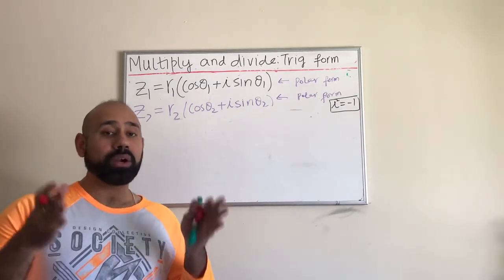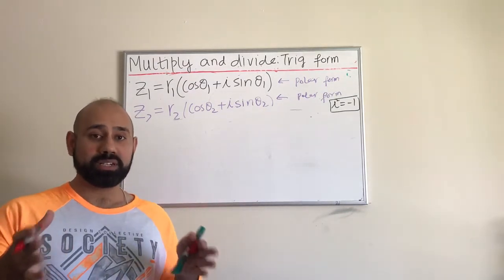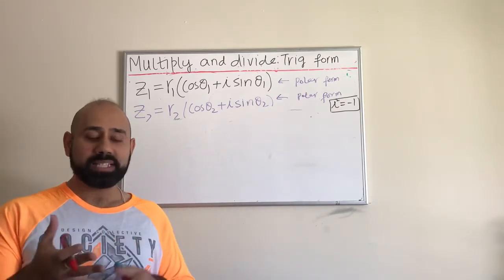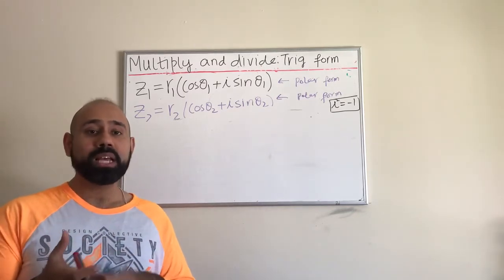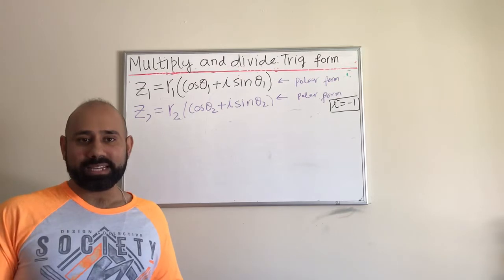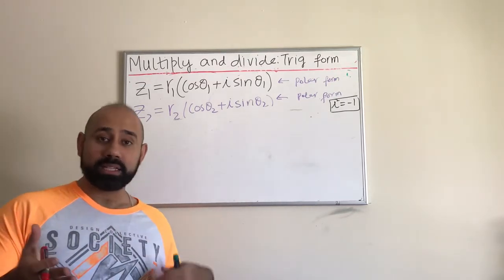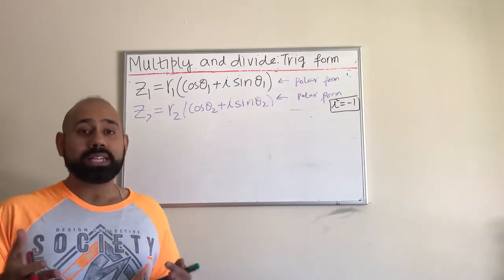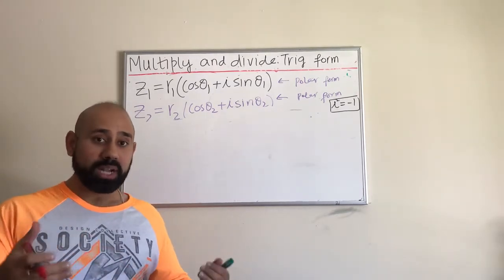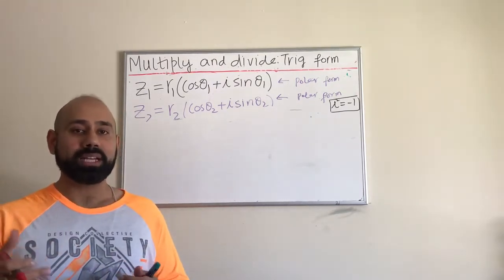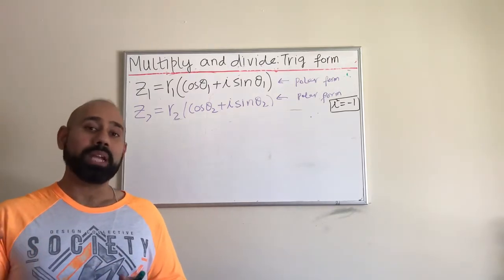For the product, or for multiplying two complex numbers in the trig form, what we realized is that we have to multiply the absolute values and then we have to add the angles. If we had cosine theta 1 and sine theta 1, and then the other one was theta 2, cosine theta 2 and sine theta 2, then the product was cosine of theta 1 plus theta 2, and the same thing with the sine of theta 1 plus theta 2.